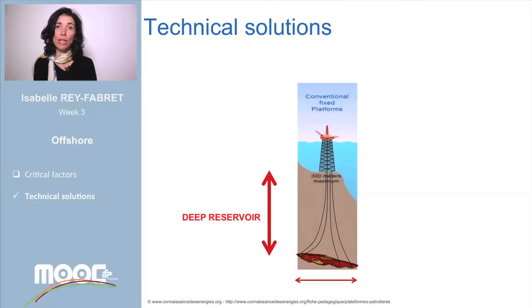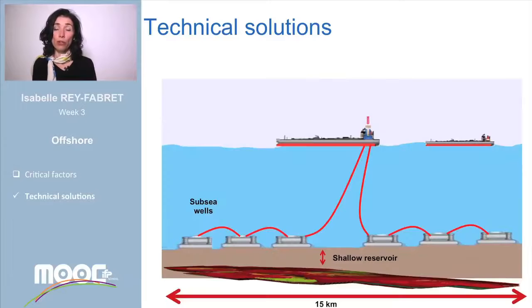In order to illustrate how to choose the best architecture, let's focus first on the reservoir geometry criteria. If the reservoir is deep and not wide, a fixed platform can be a good solution, and the wellheads will be located on the platform. On the contrary, a wide reservoir will be produced with subsea wells due to a big distance between them, and a net of flow lines will transport the fluid up to a floating system.